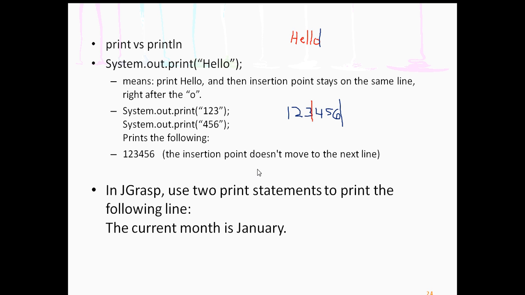In JGrasp, use 2 print statements. Okay, so this would be something that you could practice to see if you can actually get that to work. So you would need 2 print statements using print, not println. The last one could be println, but the first one needs to be print. And you could split that up into 2 print statements. But we'll go ahead and move on.